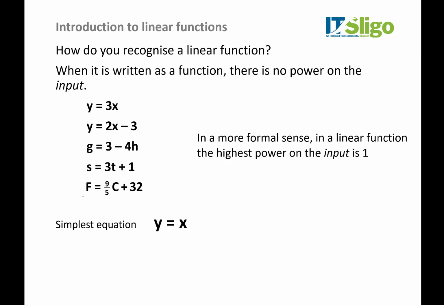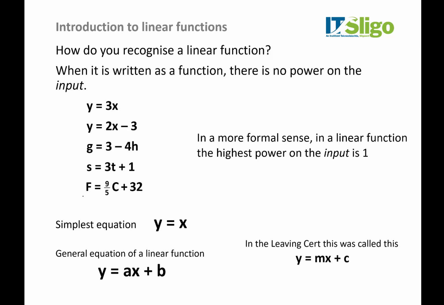So the simplest equation is just y is equal to x. More generally in science, a linear function is given by y is equal to ax plus b. In the Leaving Cert, this was called y is equal to mx plus c, and I'm going to stay with this notation here. I've tried using the other a few years, and generally students don't seem to like it that much. They prefer what they're familiar with. So that's why we're going to stay with this notation here. And we'll examine what m and c means in the next lecture.